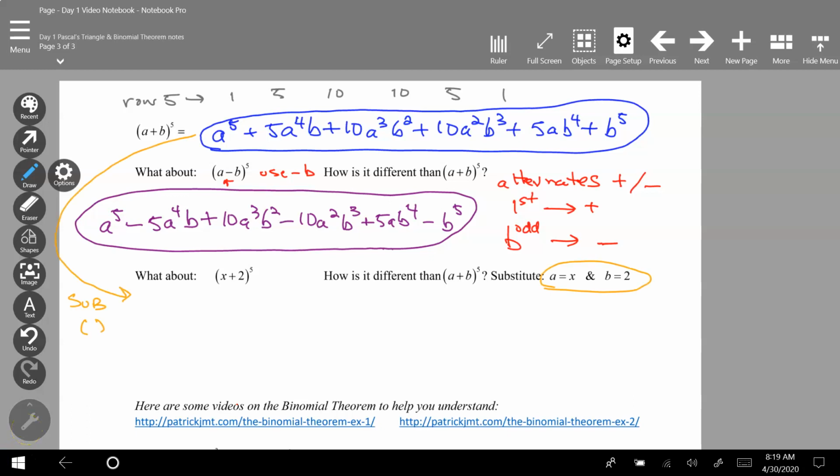Well, how about x plus 2 to the 5th? Well, x plus 2 to the 5th is very similar to a plus b to the 5th. So I'm going to take that a plus b to the 5th that I did in blue. I'm going to rewrite it down below. But instead, every time I see a, I'm going to put the letter x. And every time I see b, I'm going to put in the number 2. I'm probably going to use parentheses around it. And then I'm going to simplify it.